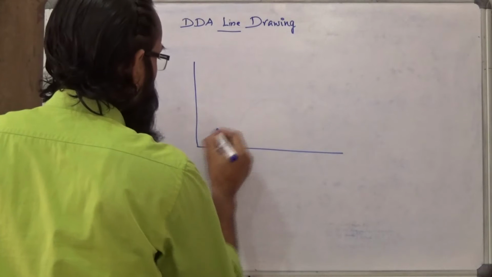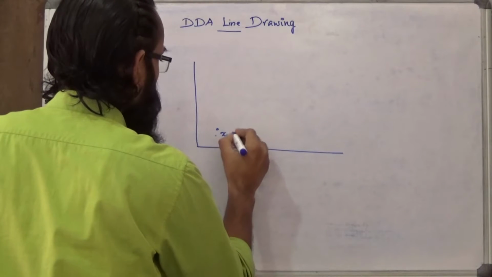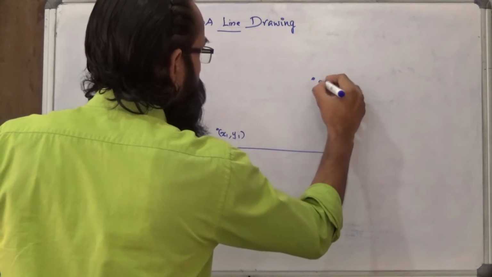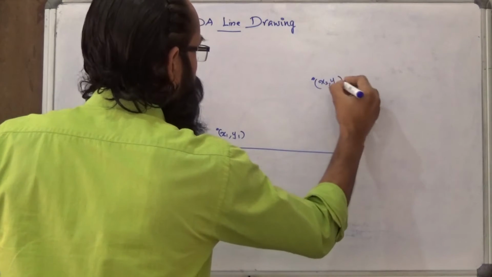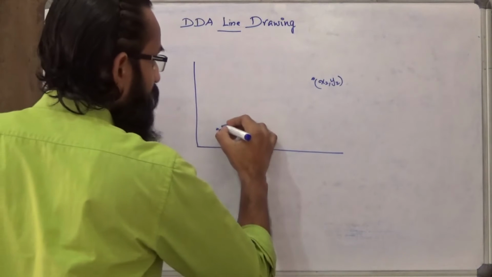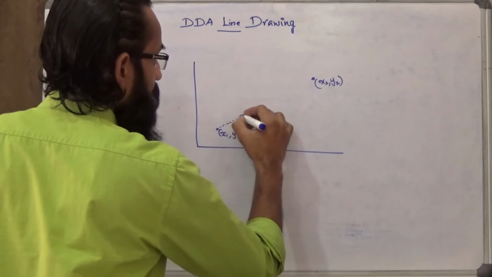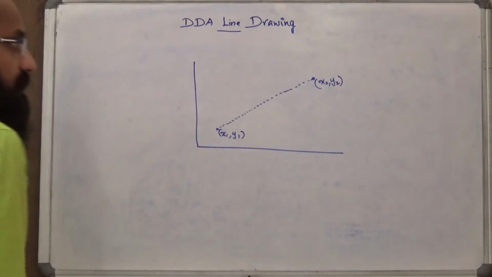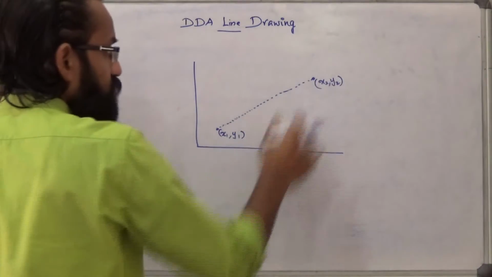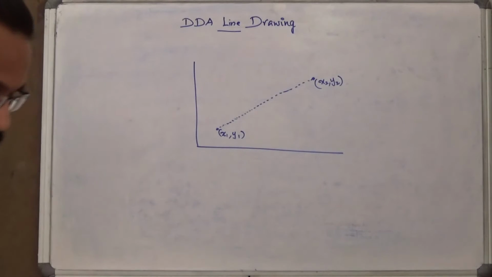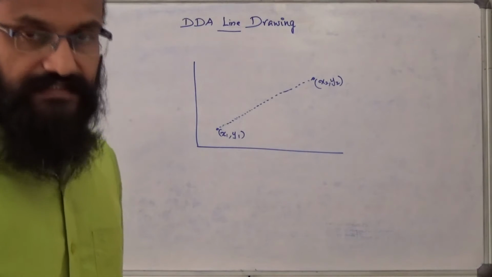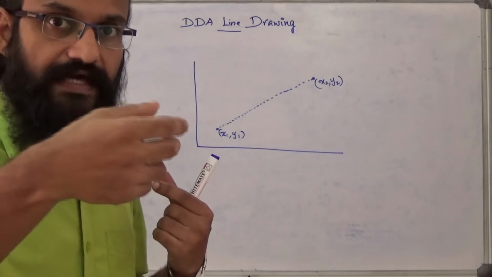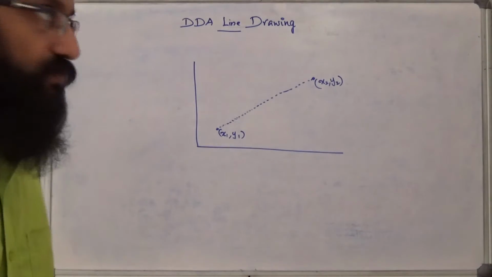You have the first endpoint (x1, y1) and a second endpoint (x2, y2). The aim of a line drawing algorithm is to determine the intermediate points along the line path between (x1, y1) and (x2, y2). In our context, the aim is to determine the pixel positions that lie along the line path between the endpoints (x1, y1) and (x2, y2).